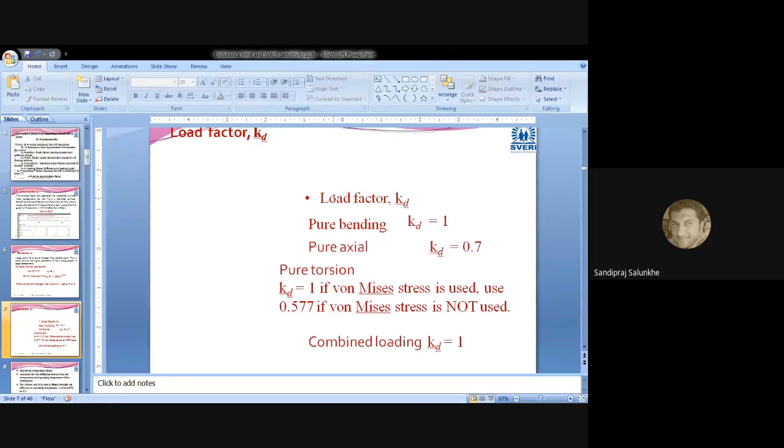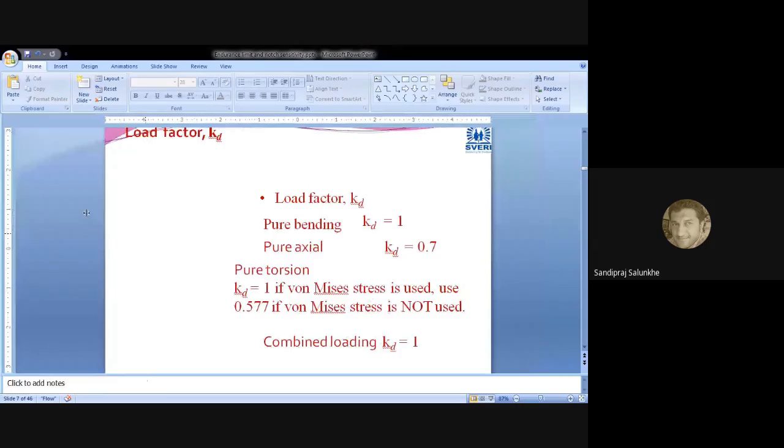So when we consider this load factor, which is denoted by kd, in case of pure bending we are going to use kd as 1. In case of pure axial load, if a tensile or compressive load is applied, then kd is 0.7. In case of pure torsion, when torsional stresses are considered, we use kd as 1. And when combined stresses are applied, we take the value of kd as 1.